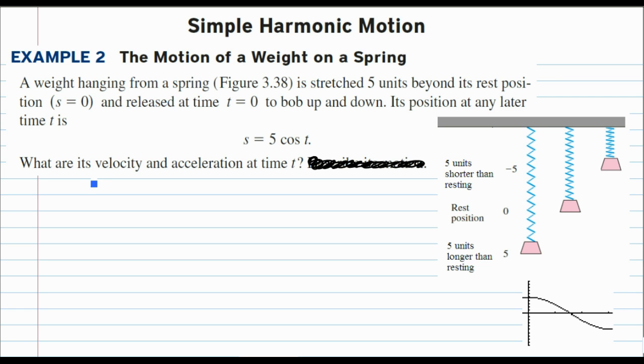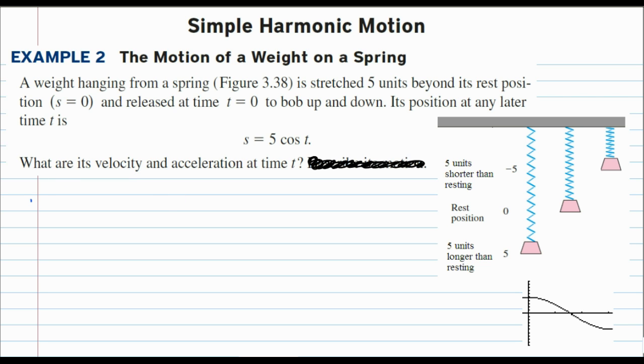So what are its velocity and acceleration at time t? So at time t gives you a clue that you're not really finding a value, you're finding a function of t. It might turn out to be a value by the time you take enough derivatives, but we'll see.